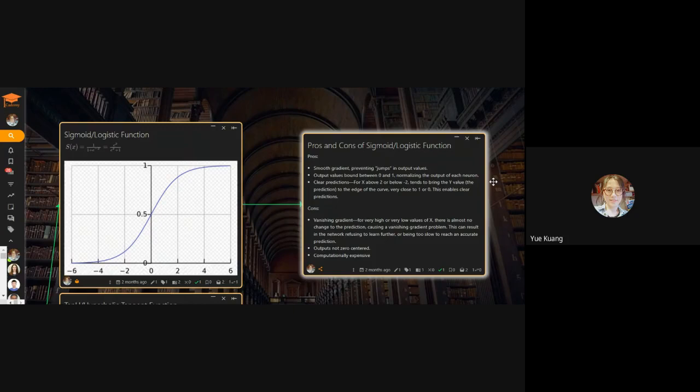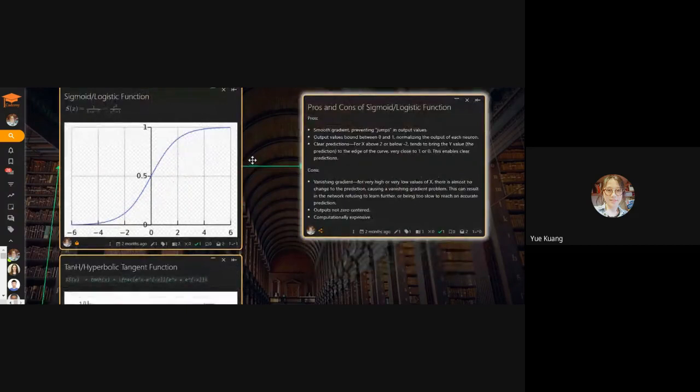And the cons of the function are: the first is vanishing gradient. For very high or very low values of x, there is almost no change to the prediction, causing a vanishing gradient problem. This can result in the network refusing to learn further or being too slow to reach an accurate prediction. And also, the outputs of the function are not zero-centered, since it is centered on 0.5, and it is computationally expensive.